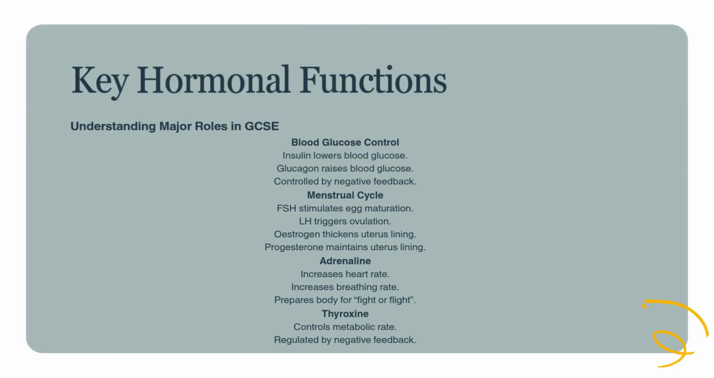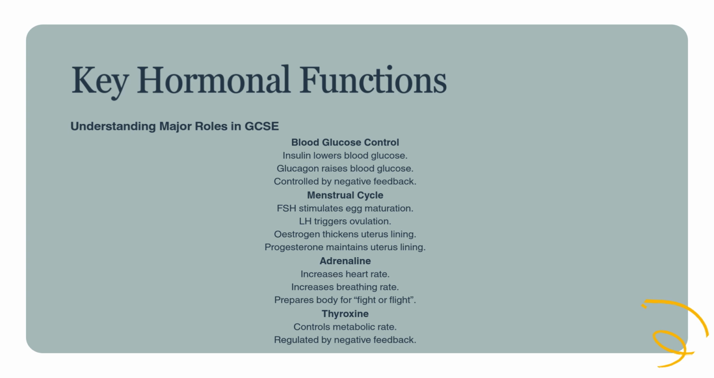Now let's focus on the key hormonal processes you must all know well. First, blood glucose control. When the blood glucose rises, the pancreas releases insulin. Insulin causes glucose to move from the blood into the cells and stimulates the liver to convert glucose to glycogen. When the blood glucose falls, glucagon is the one that's released. This causes the glycogen to be converted back into glucose.